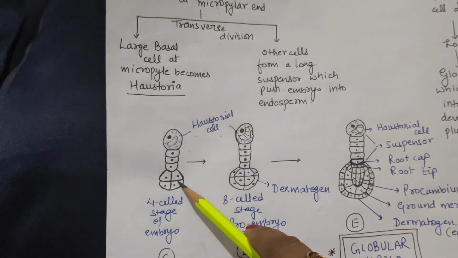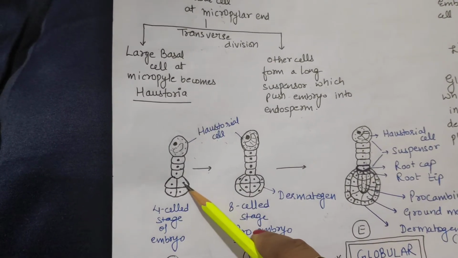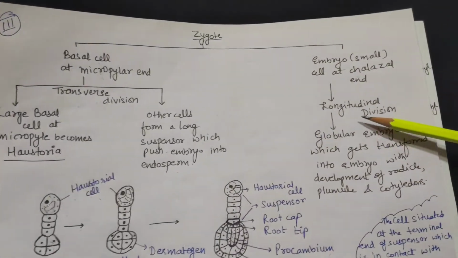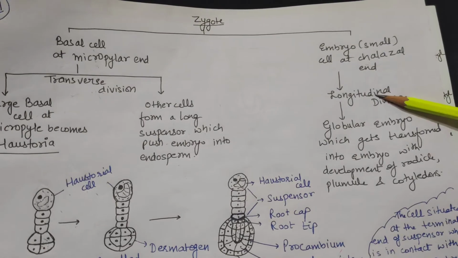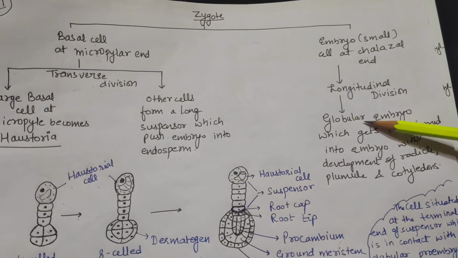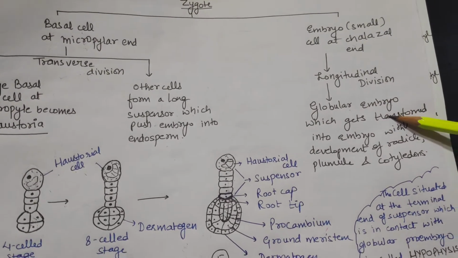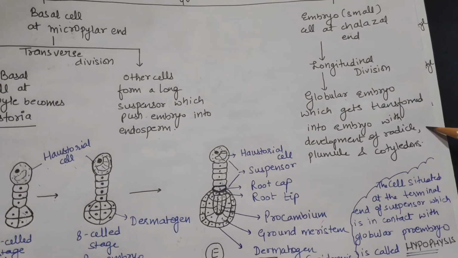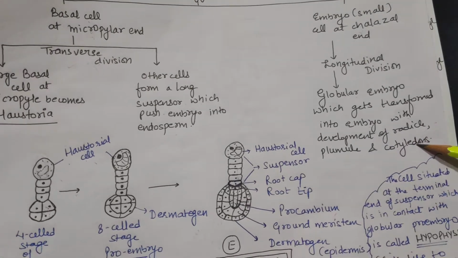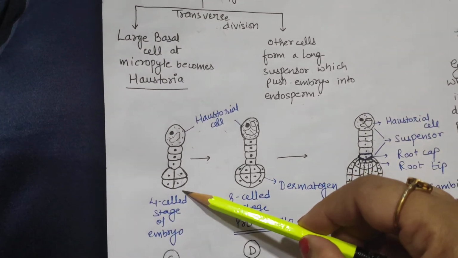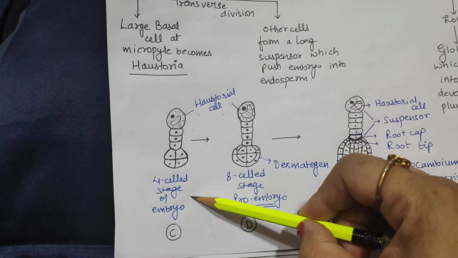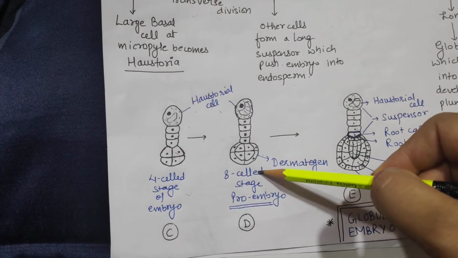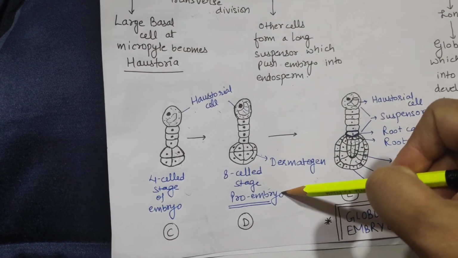Whereas if you see the lowermost cell, the embryonal cell which is towards the chalazal end, the first division was longitudinal division and then followed by other planes of division, due to which a globular embryo is formed, which gets transformed into an embryo later with the development of radicle, plumule and cotyledons. Okay, let us see. This is a 4-celled stage of the embryo. And we continue with the division. The next stage we have obtained is the 8-celled stage, the pro-embryo stage.